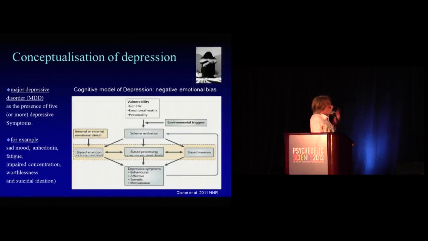But what we want to go into is the question, can we have better markers of depression based on neurophysiology in combination with this subjective rating, and can we find predictors and possibly subgroup depressed patients over time, and then look at which of the depressed patients may particularly respond to psilocybin or ketamine.